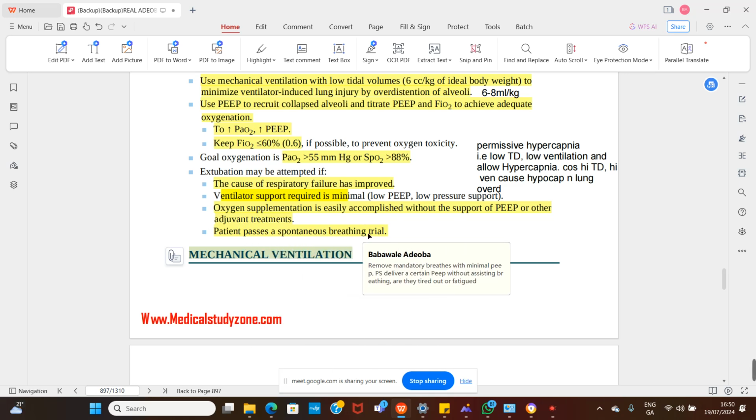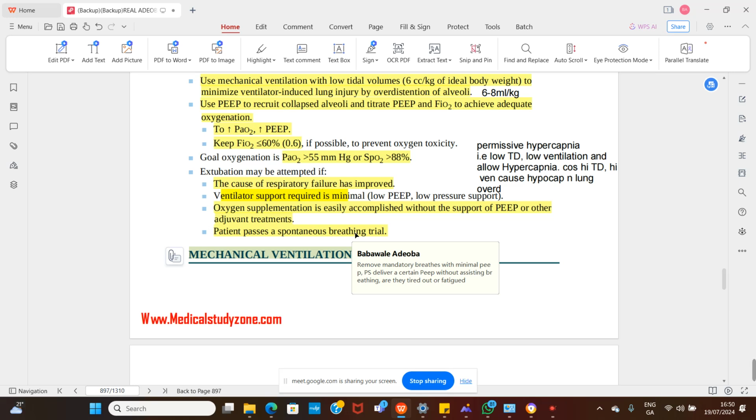If the patient passes a spontaneous breathing trial, you try to cut off, you remove the mandatory breathing. Because with mechanical ventilation, you are the one controlling the breathing. You set it so the patient takes 12 breaths, 12 cycles per minute. You remove that mandatory breath and just keep the patient on minimal PEEP to open the airways. Then you see if the patient can actually breathe on his or her own and maintain oxygenation.